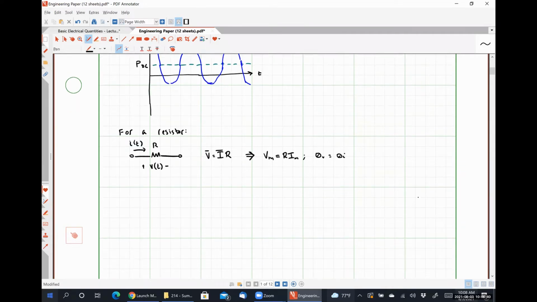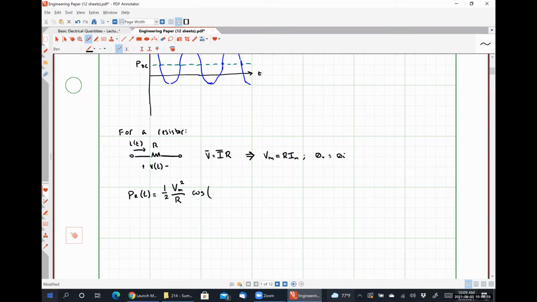So using these relationships, the power absorbed by a resistor becomes 1/2 Vm squared over R, where I'm using that relationship. What I'm trying to do here is express everything in terms of voltage quantities. And then I'm going to have cosine theta V minus theta I.